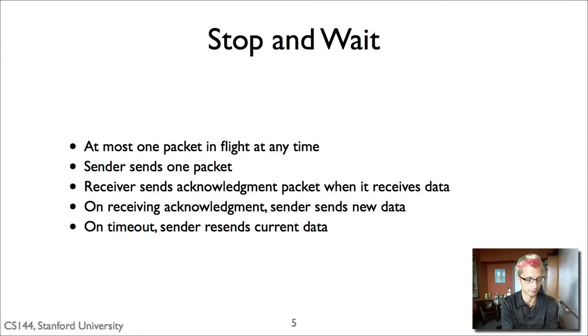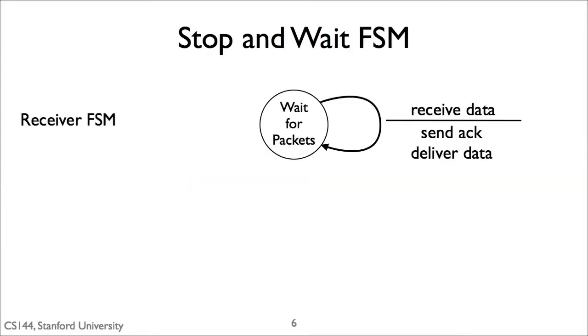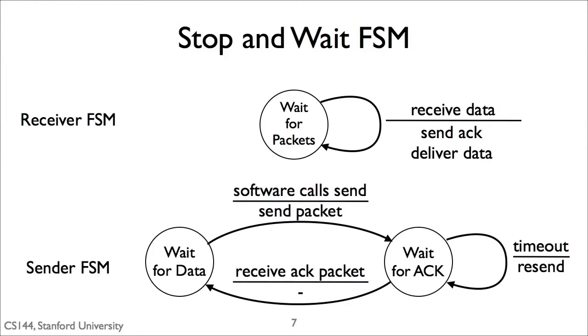That's the basic algorithm. So the receiver has a one-state finite state machine, which is wait for packets. When it receives data, it sends an acknowledgement for that data, and if the data is new, it delivers that data to the application. The sender finite state machine has two states.